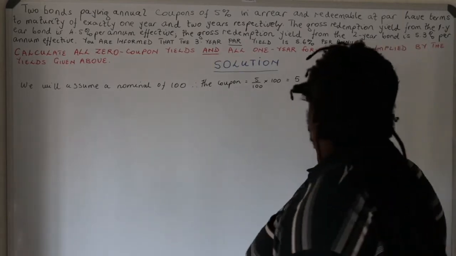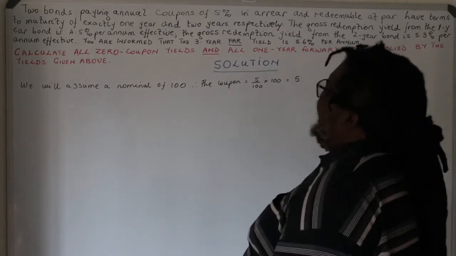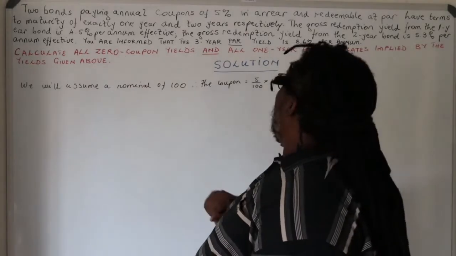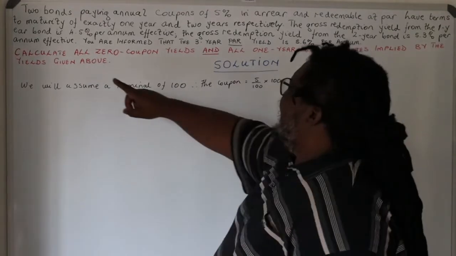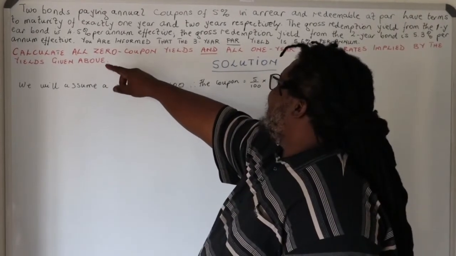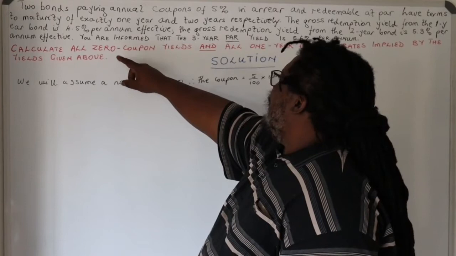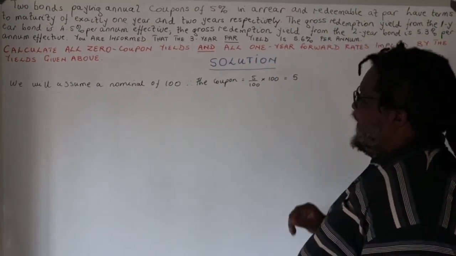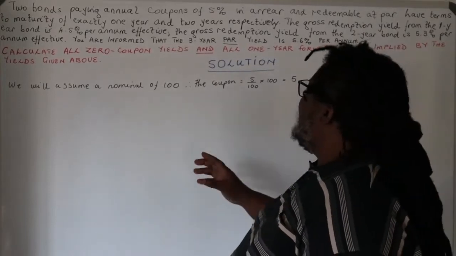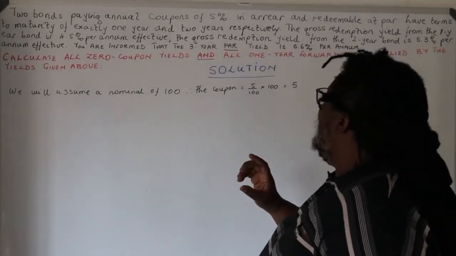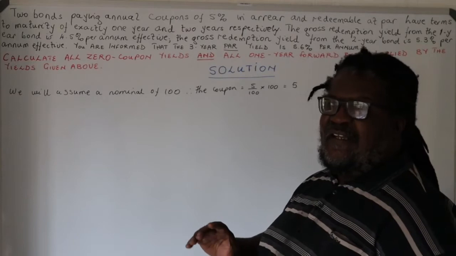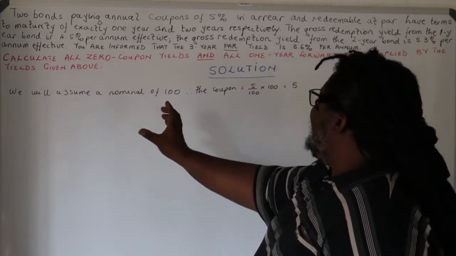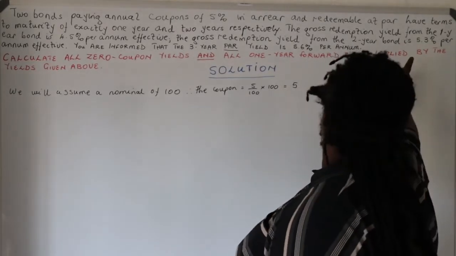So now, before we deal with the third part, we want to ask ourselves, what does it mean to calculate all zero coupon yields? In other words, what they are saying is, if you are going to use the conventional bond pricing method, you use a flat rate for your yield.